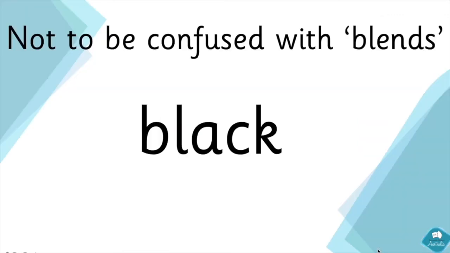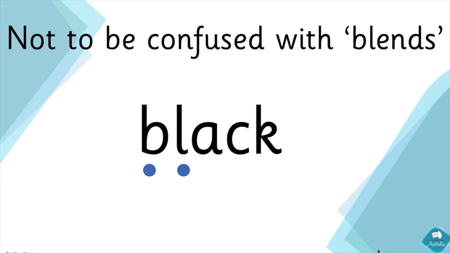All right, let's have a look at the word black. There is actually only one digraph in this word, whereas some people will get the B and the L, the bl, confused with a digraph. That's the traditional understanding of blends. But as we know, blend is something that we do to a word. We blend all those sounds together. So the B is representing one sound on its own.